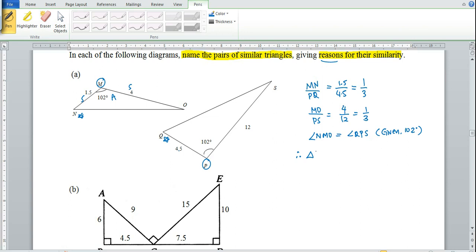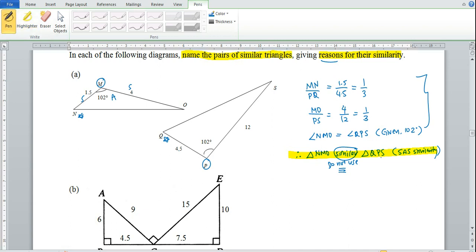triangle NMO is similar to triangle QPS. Notice that I cannot use the three strokes anymore because we're not talking about congruence. So do not use this anymore. I say that these two triangles are similar because I have used the SAS similarity test. So this is how I present my proof. It is 3 evidence and 1 conclusion.